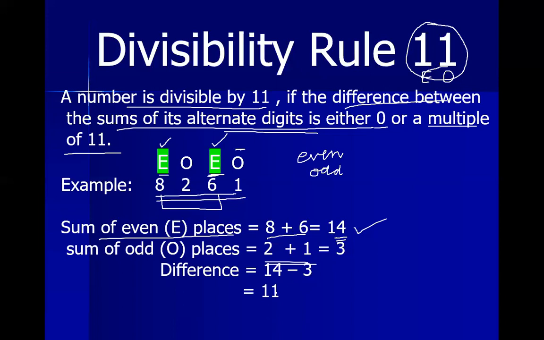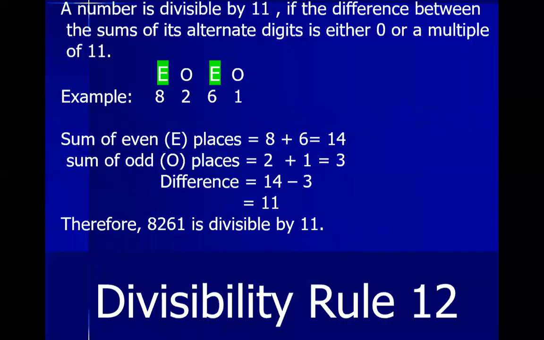It is directly 11. 11 divided by 11 is equal to 1, and the remainder is 0. So it means that 8261 is exactly divisible by 11, just by applying this small rule. Find the sum of the even places, then the sum of the odd places, then find the difference of the two answers. This gives you the divisibility rule of 11.